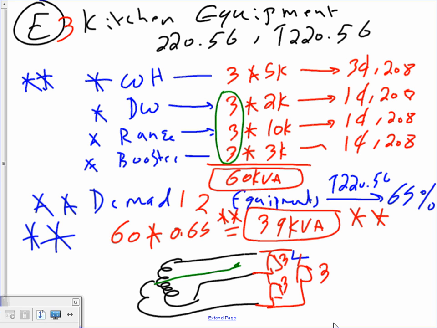Any comments, guys? Any questions? Would that help you guys understand the Excel sheet a little bit more? I don't know that step for kitchen equipment. Kitchen equipment 220.56. Yeah, number 3. So there's a demand factor for the kitchen equipment. Any comments, any questions from this table? Okay, so let's go start sizing. I'll come back to that graphic in a second.